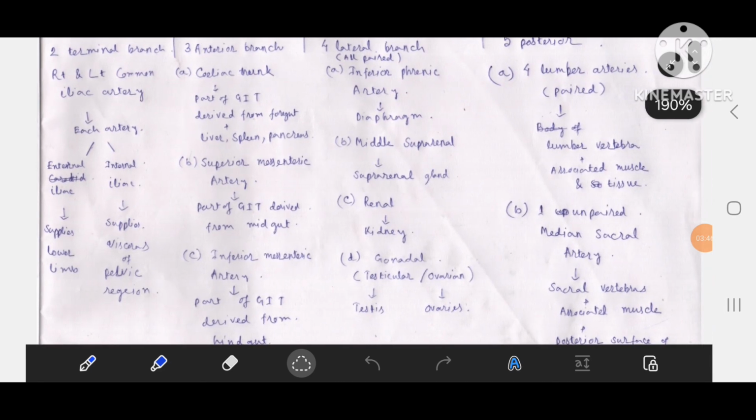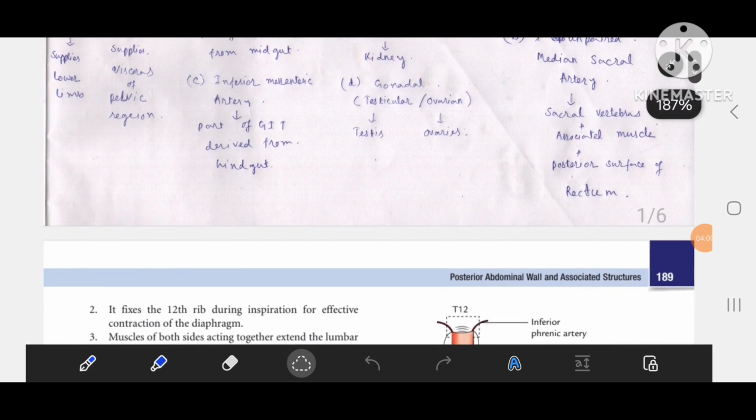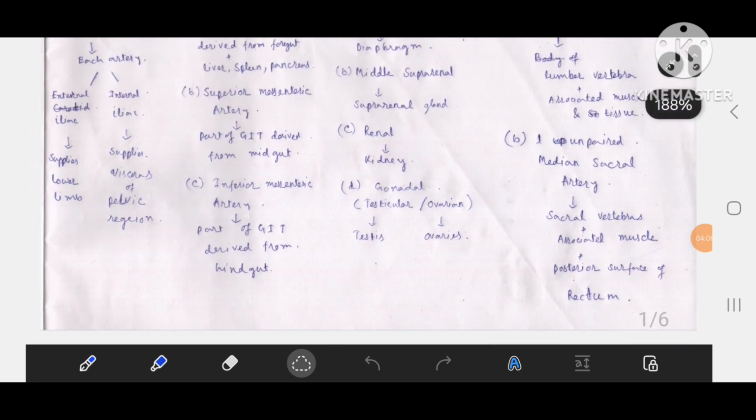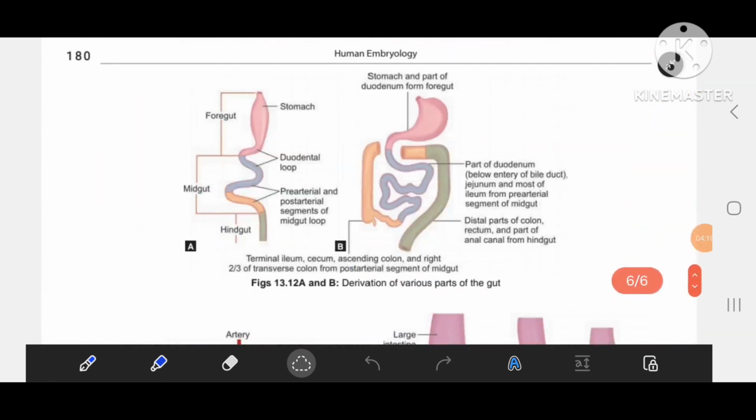Then superior mesenteric artery. Superior mesenteric artery will supply the part of gastrointestinal tract derived from midgut, and inferior mesenteric artery will also supply the part of gastrointestinal tract derived from hindgut. I am showing what are the parts of gastrointestinal tract from the foregut, midgut, and hindgut.